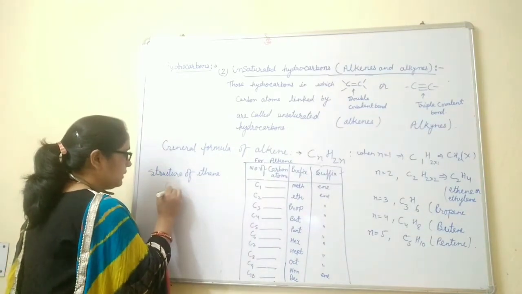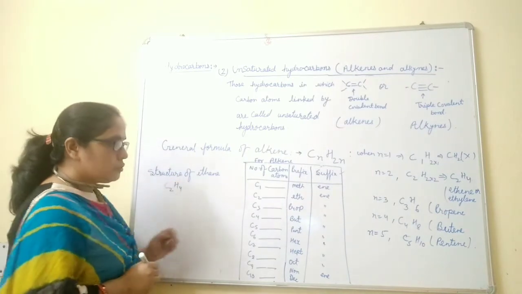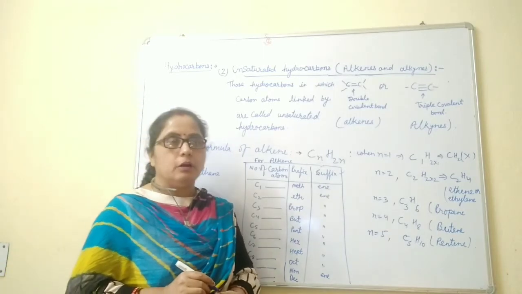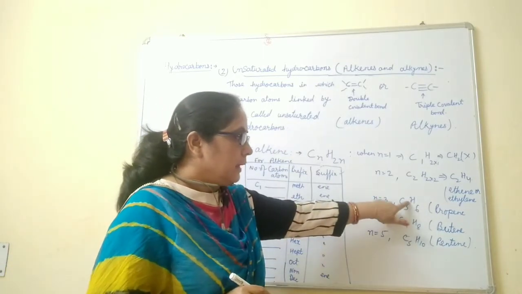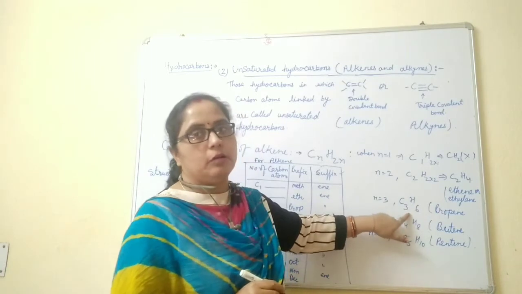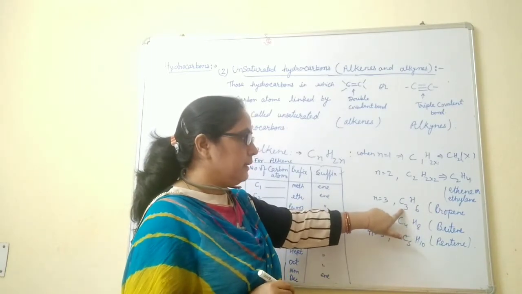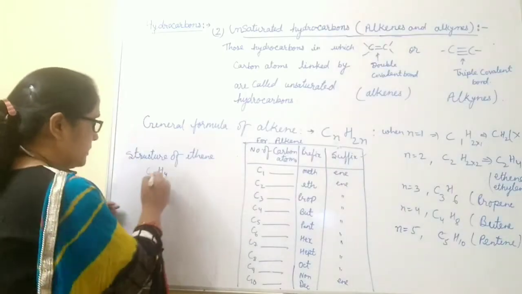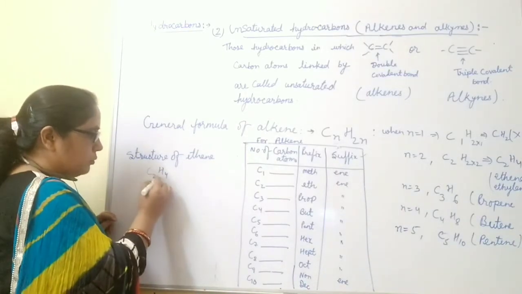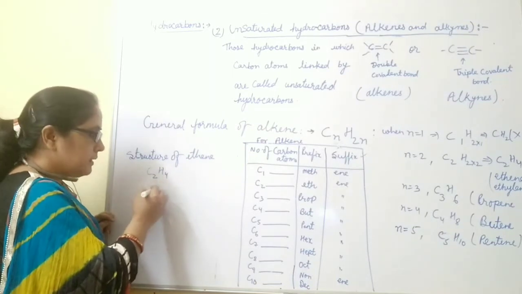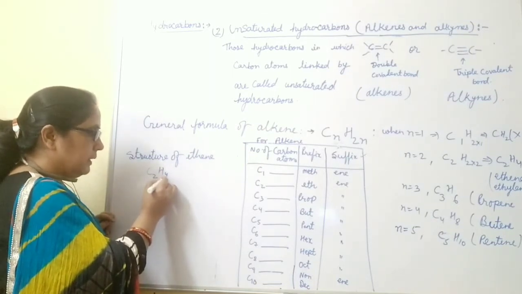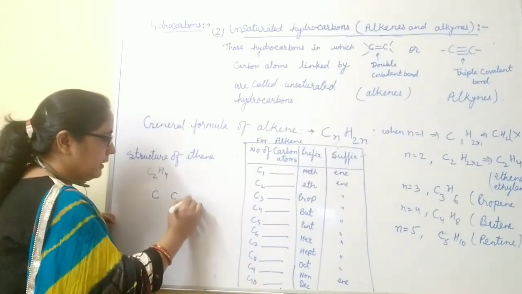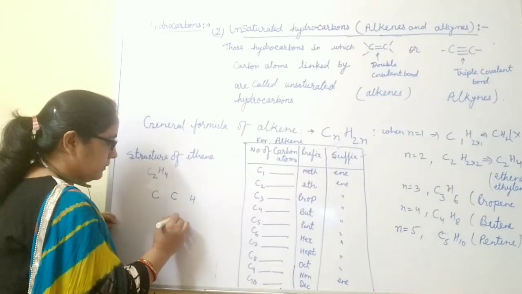Now we will discuss the structure of ethene, how it is formed. The ethene formula is C2H4. Students, one thing to note here: in alkenes, the number of hydrogen atoms is just double the number of carbon atoms. Here, for example, carbon atoms are 3 and hydrogen atoms are 6. It's double. So the structure of ethene is C2H4. In this case, 4 hydrogen atoms are present around 2 carbon atoms.